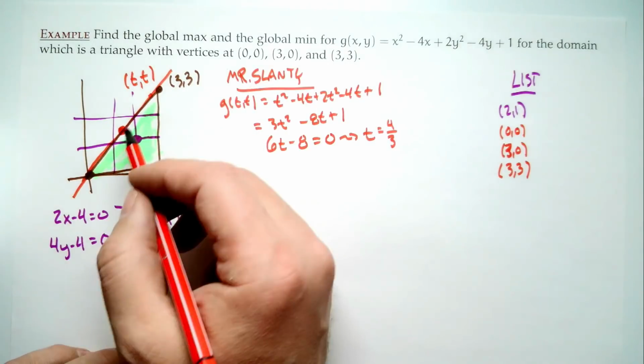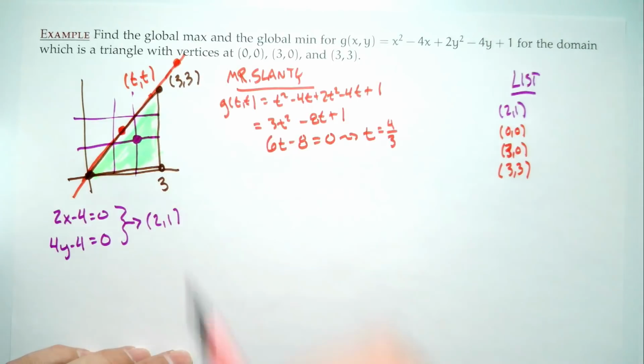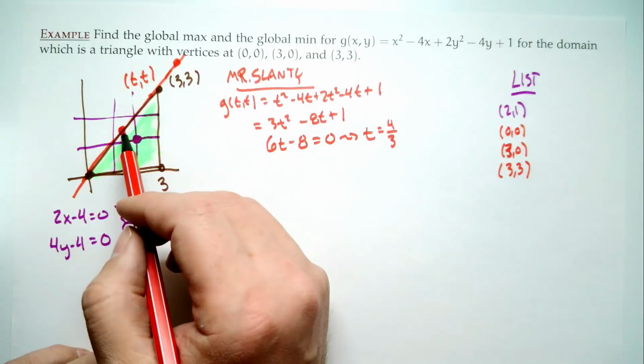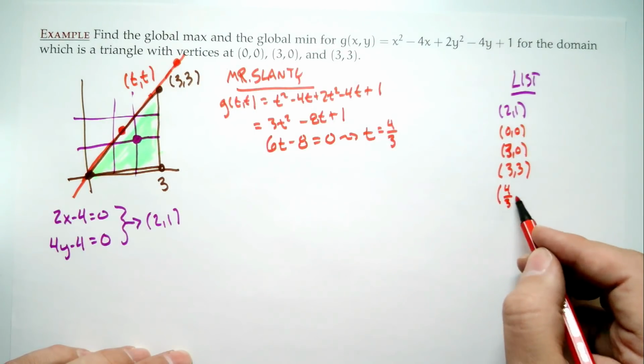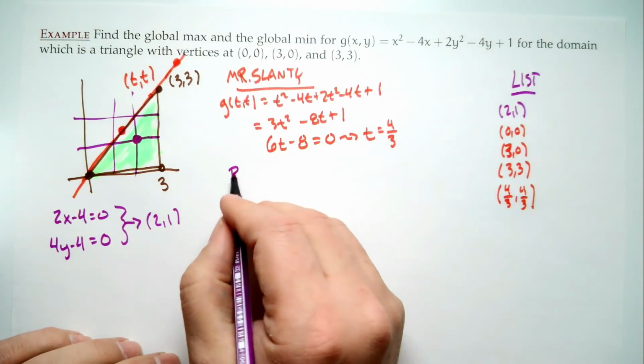Now that's on the boundary. Now, if we had gone to a point over here, we would ignore it, because that point's not on our boundary. But that point, 4/3, 4/3, is, congratulations, you've made the list. All right, 2 sides left. What's the next side you want to handle? Bottom side. All right, for the bottom side.